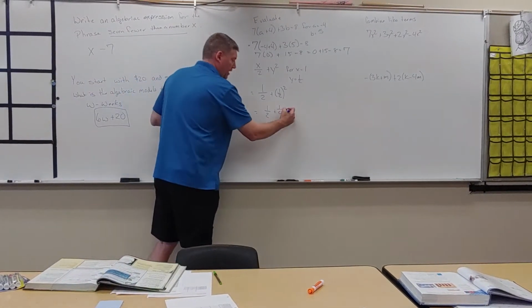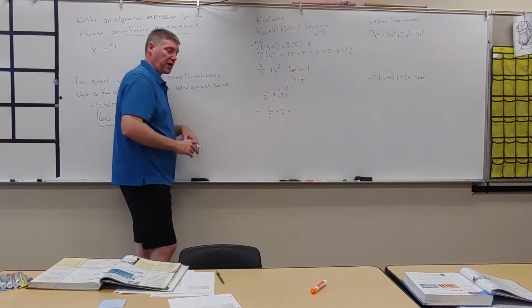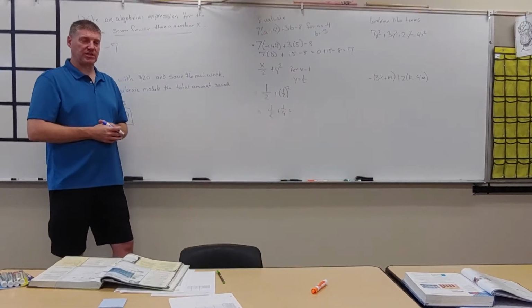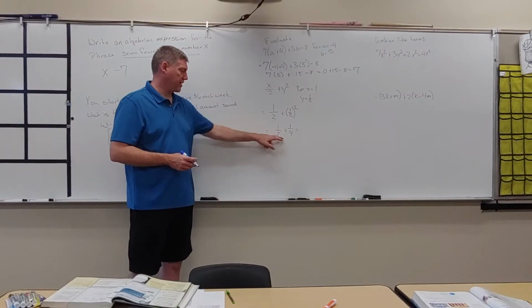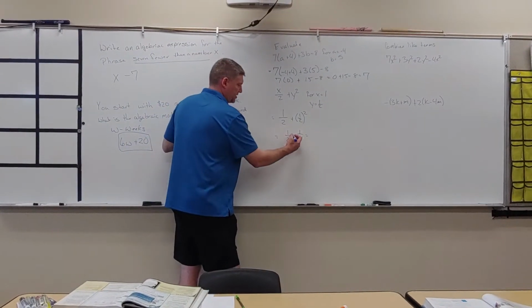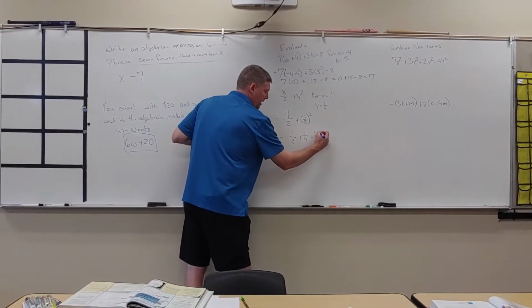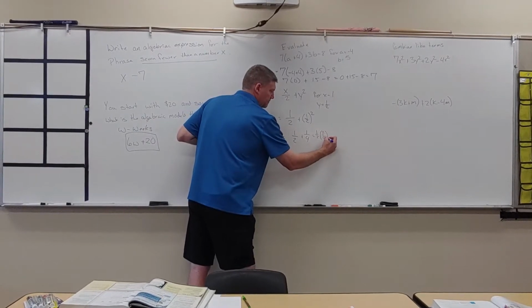Well, we're going to combine these. I need to create a common denominator because I'm adding fractions. The common denominator between 2 and 4 is 4. So I'm going to take and multiply this first one by 2 over 2.